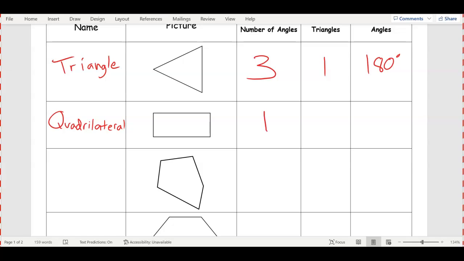Now, here's how you do the next part. How many triangles are there? Well, if you just look at it, I don't see any. What you have to do is pick one vertex. I'm going to pick the bottom left and draw all of your diagonals. You're connecting all of the non-adjacent vertices. So I'm going to connect this to this. And now do you see triangles? Two triangles, okay? Inside of a rectangle.